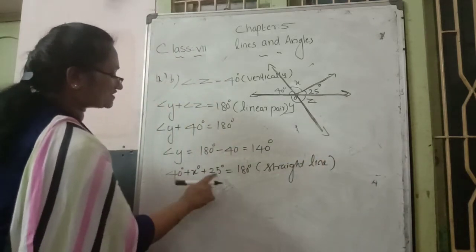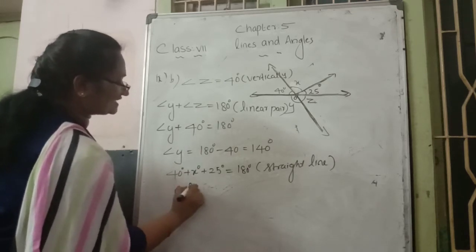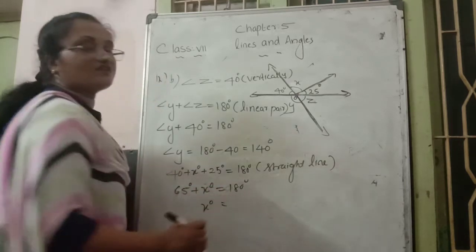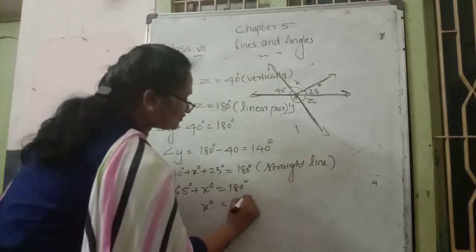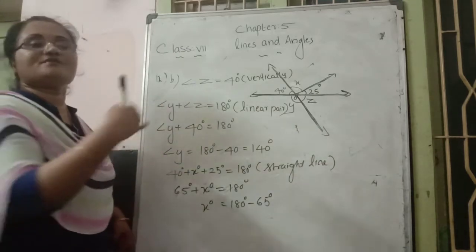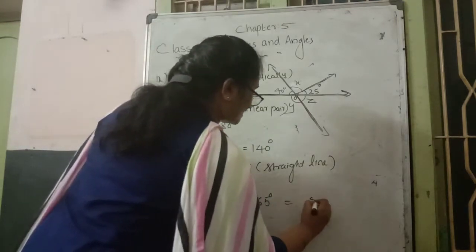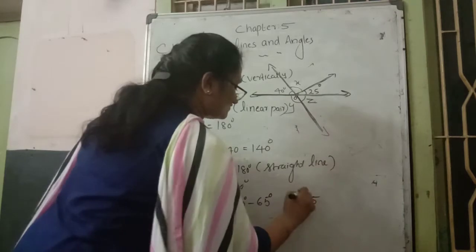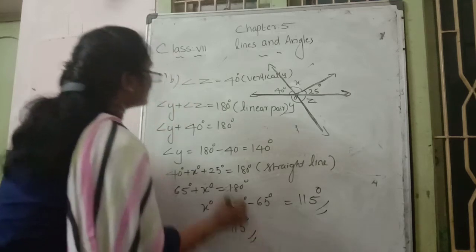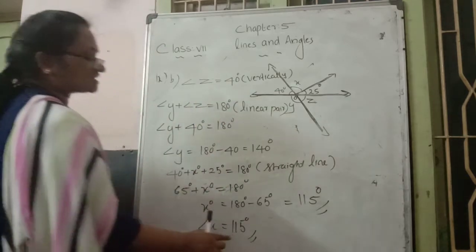40 plus 25 becomes how much? 65 degrees. So 65 degrees plus x degrees is equal to 180 degrees. Our aim is to find the value of the variable x. So 65 sent to the opposite side, the sign changes: already we learned that going to the opposite side changes the sign, a plus value goes to the opposite side and becomes a minus value. 10 minus 5 becomes 5, 7 minus 6 becomes 1. So what is the answer? The x value becomes how much? 115 degrees. Y value is 140 degrees, z value is 40 degrees, x value becomes 115.